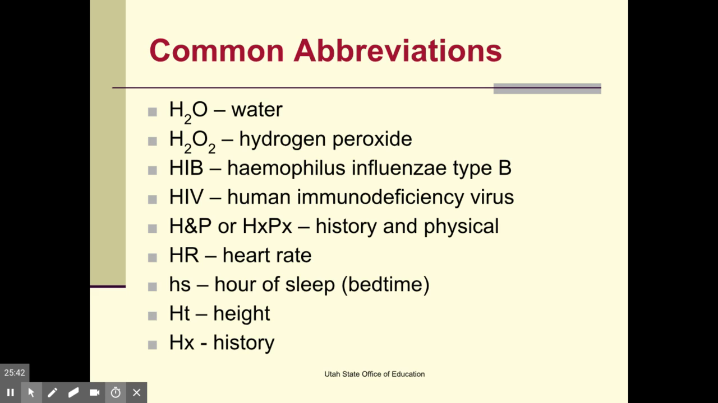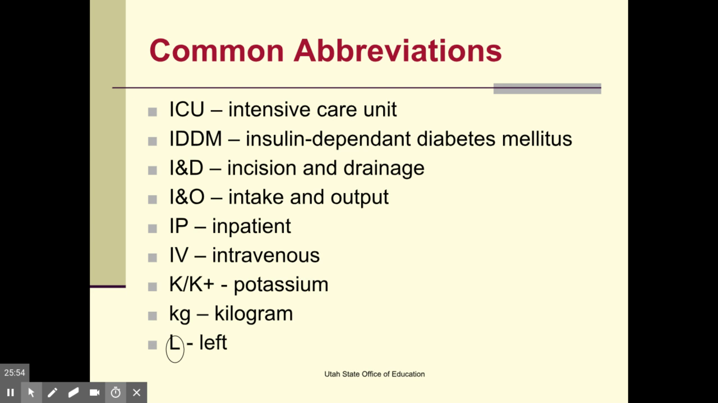HX for history. We do use that, will be medical HX, or HX of diseases or HX of disorders. ICU for intensive care. IDDM, which I talked about earlier, is insulin dependent diabetes mellitus. I&D is incision and draining. If someone has a boil, or a red raised area or a pustule, we will do an I&D on that, which is incision and draining. I&O means intake and output.